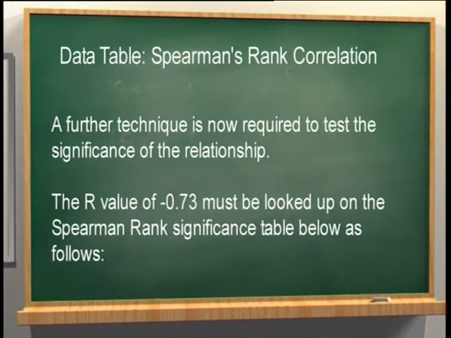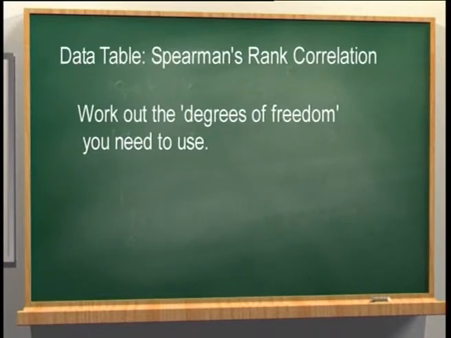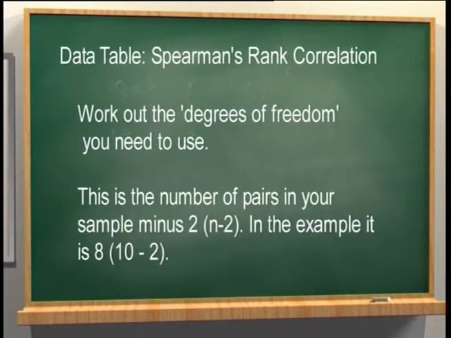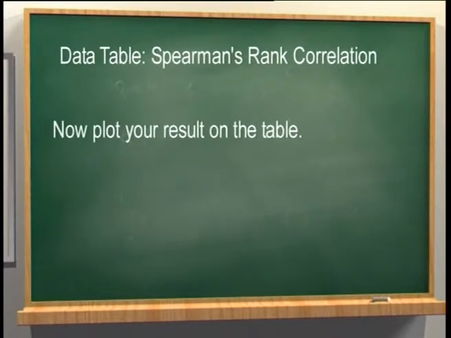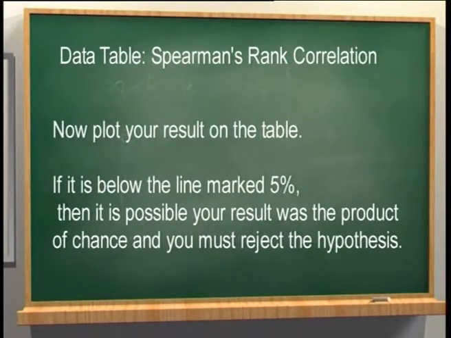The r value of -0.73 must be looked up on the Spearman rank significance table as follows. Work out the degrees of freedom you need to use. This is the number of pairs in your sample minus 2, that is n - 2. In the example, it is 8. Now, plot your results on the table. If it is below the line marked 5%, then it is possible your result was the product of chance and you must reject the hypothesis.